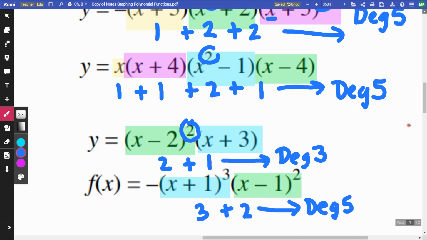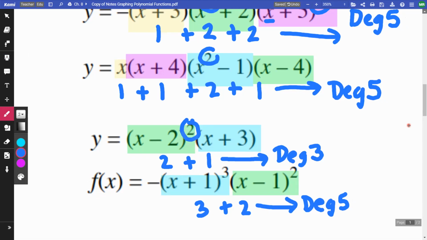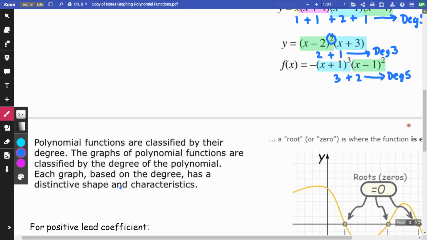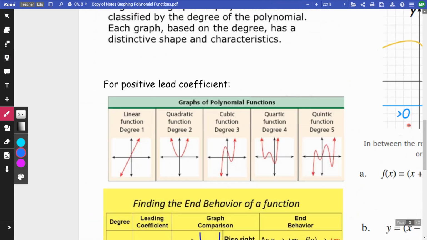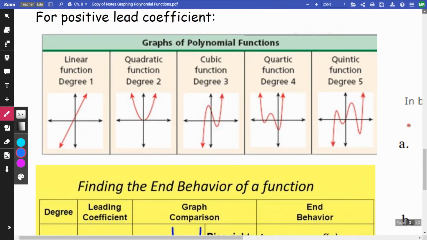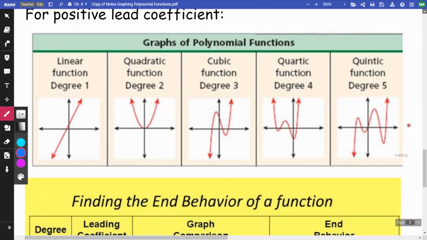Now, the reason this is important is because this is going to help tell us the shape of the graph. Okay. So when we're talking about polynomials, we talk about them in terms of their degree. And here's some examples of different degrees. Degree 1 is linear. Okay. So a positive line is increasing. Notice it starts below and ends above. So the end behaviors, we talk about end behaviors. This one's going to go down forever on the left side and go up forever on the right side.